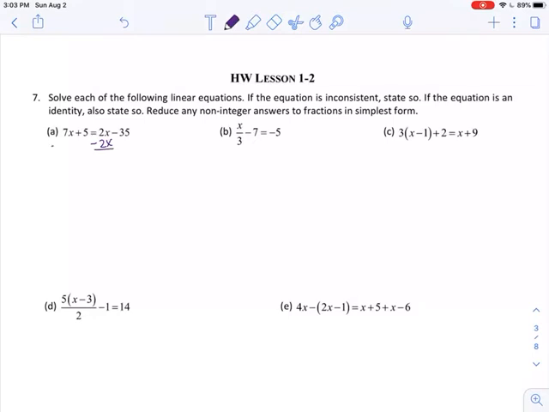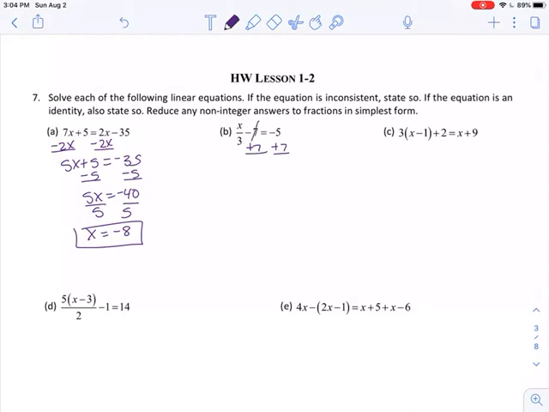On A, I have x's on both sides, so I'm going to subtract that 2x from the right. And then I have to get x by itself, so I'll subtract 5. And then again, I've got to get x by itself, so I will divide by 5. x equals -8.